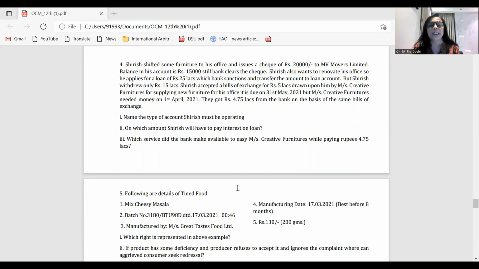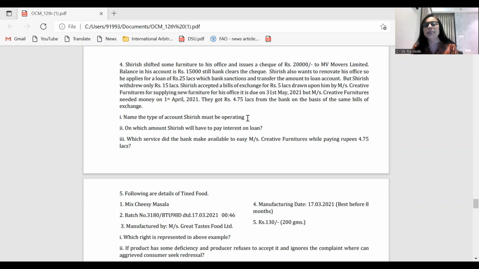Going to the next case study, I'll briefly tell you what the whole question is about. The first case is where Sirish had only 15,000 in his bank account and he has issued a check of 20,000 which was cleared by the bank. In other words, the first question, the type of account that Mr. Shirish is operating, obviously when you are overdrawing from your account, you have overdraft facilities being issued, so you have a current account. All right. Further, the next part of the story goes like this.